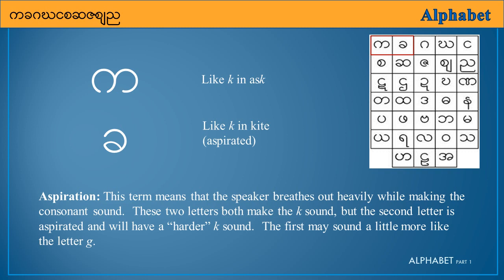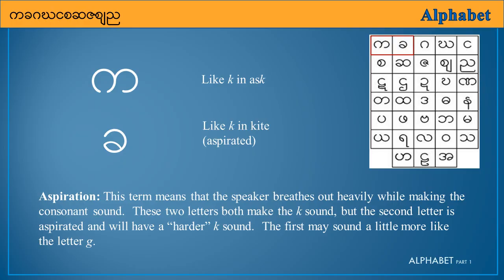Here's a trick that many have found helpful to learn aspiration. Hold the open palm of your hand 2 to 3 inches directly in front of your mouth. When you pronounce the first letter, you should feel little to no air on your palm. But when pronouncing the aspirated letter, the K in this case, you'll feel a good amount of air. Now that method's going to help with several other consonants on our list.